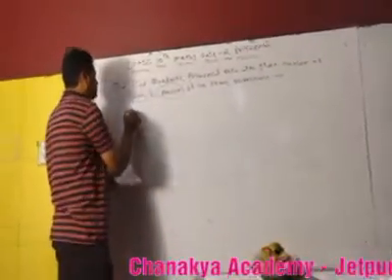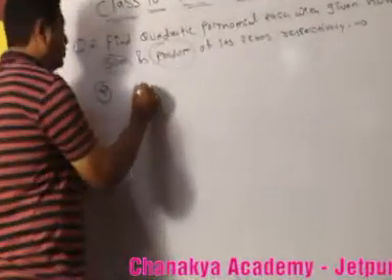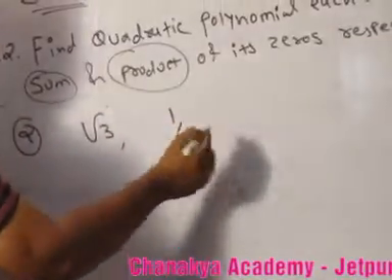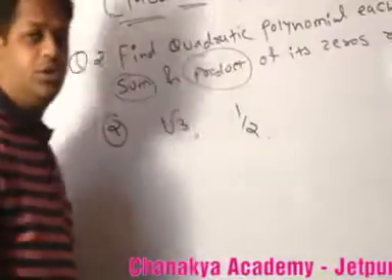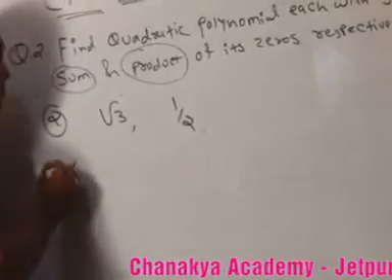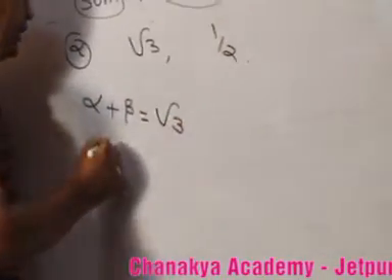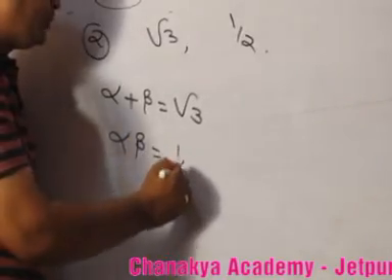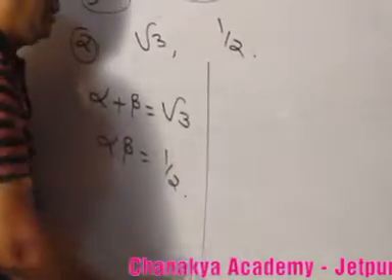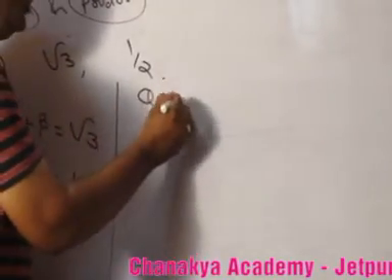Question number 2: root 3 and 1 by 2. Here also we will follow the same pattern. Alpha plus beta, which is our sum, is already given as root 3. Alpha beta equals 1 by 2. Now, the form for a quadratic polynomial.